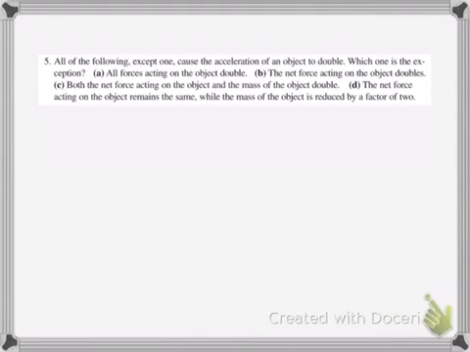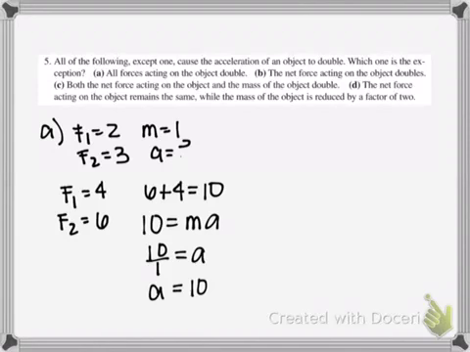Let's look at another question. All of the following except one cause the acceleration of an object to double. Which one is an exception? Now, for all of these, it is recommended to use numbers and plug them into the formulas. Therefore, it's easier and not as confusing. So let's do letter A. Now, force 1 is equal to 2, force 2 is equal to 3, and my mass is always going to be 1. Now, these numbers you can always make up, and it's pretty easy.